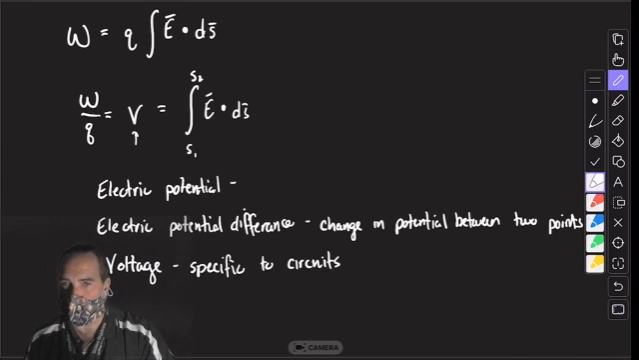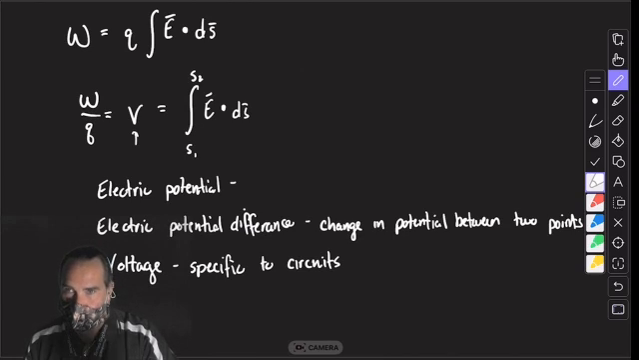Now, this part's important. Increasing potential means you're moving against the field. That doesn't mean you're gaining energy. It just means you're moving against the field. An increase in potential, you're moving against the field. Decrease in potential, you're moving with the field. This is how we can determine the direction of the field from the potential.